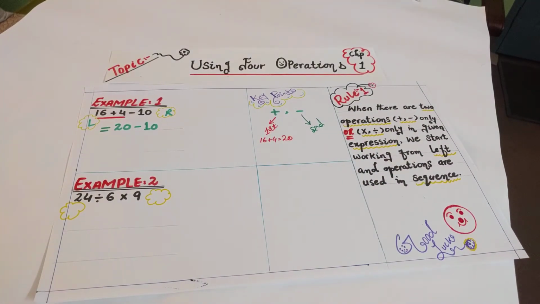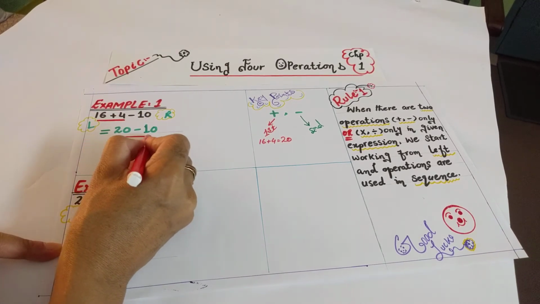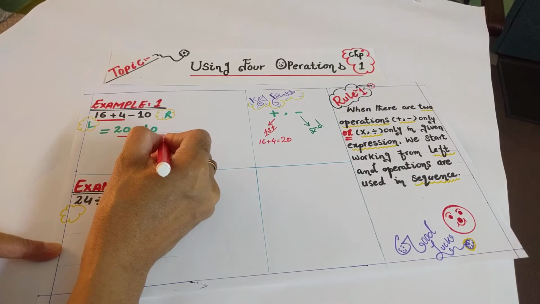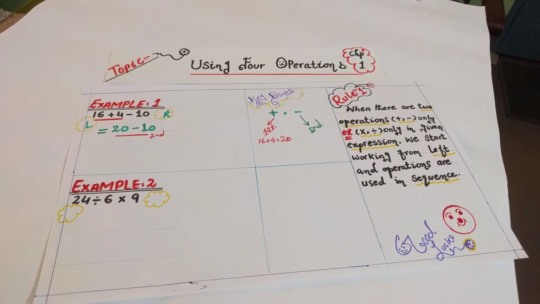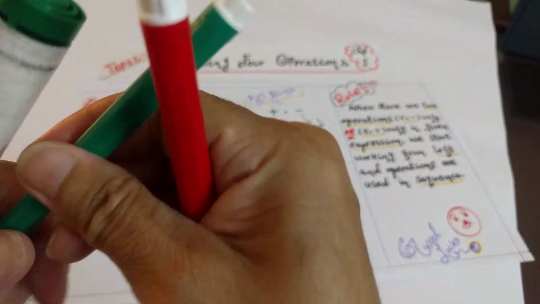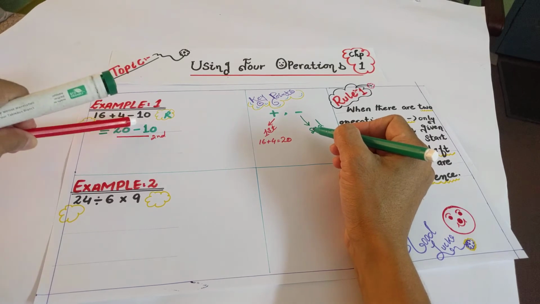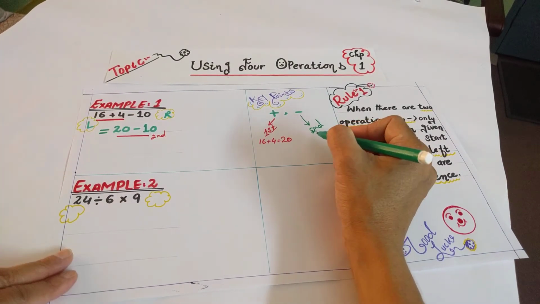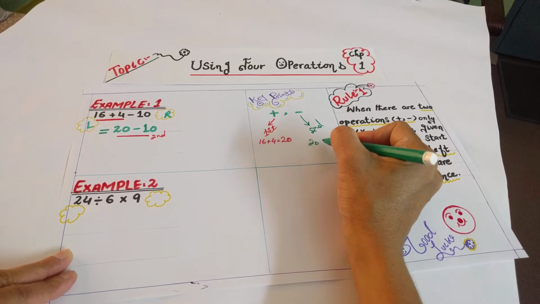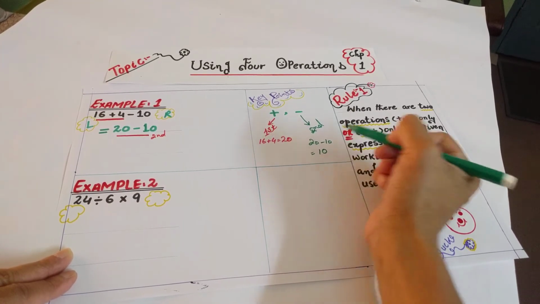So where is the minus sign? Yes, we have the minus sign in our expression. So secondly we will solve the minus sign. Let's start the minus. 20 minus 10. What are the numbers? 20 minus 10. So 20 minus 10 is equal to 10.